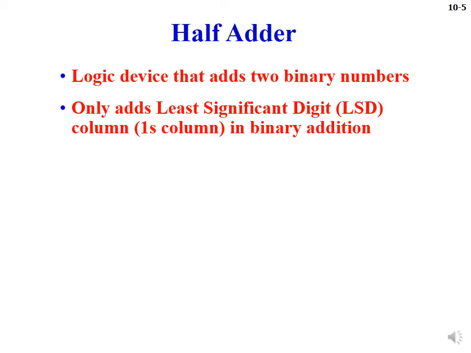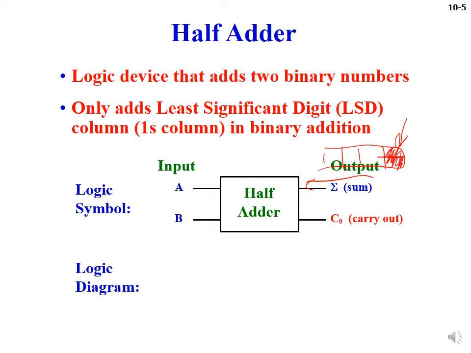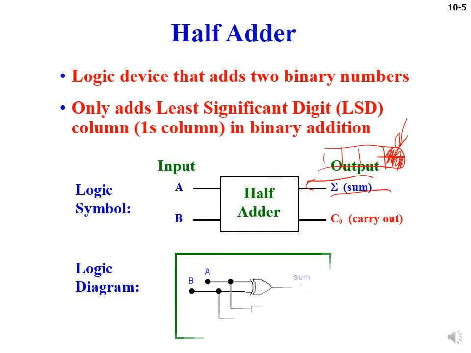Now, a half adder only adds the LSD of a binary bit word. So let's say I've got 4 bits. It only adds this 1 bit here. That's all it deals with. It doesn't deal with these others. These others are dealt with by something else. So we're going to have our inputs. This is the logical symbol. It's a half adder. Here's the sum, this is your output. Here are your inputs. Now the output's either going to be 1 or 0. It's that simple. And you're going to have a carry out.